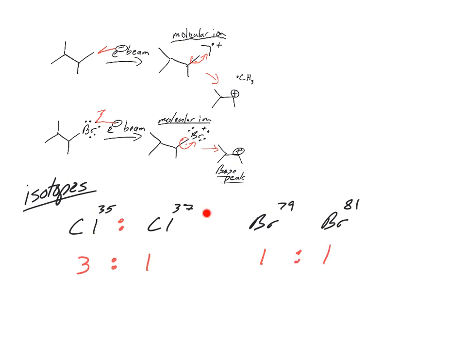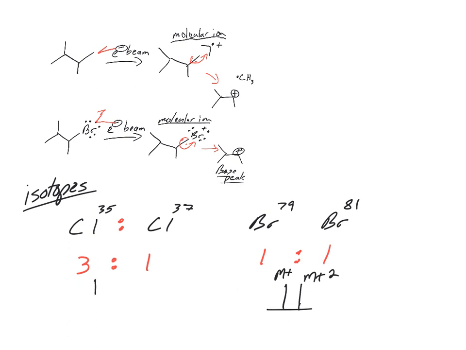So the 37 here has 2 more neutrons, and 81 has 2 more neutrons, and they exist in a 1-to-1 or a 3-to-1 ratio. And you need to know this. If you look at a molecule or a mass spec that has these, the molecular ion or any peak that has a bromine is going to have essentially an M plus peak, which you're used to seeing for the molecular ion, and then an M plus 2 peak, and those peaks are going to be in exactly the even ratio.